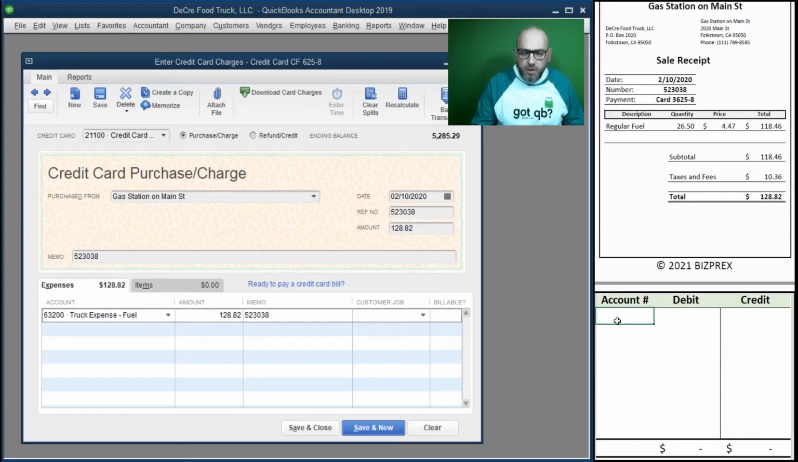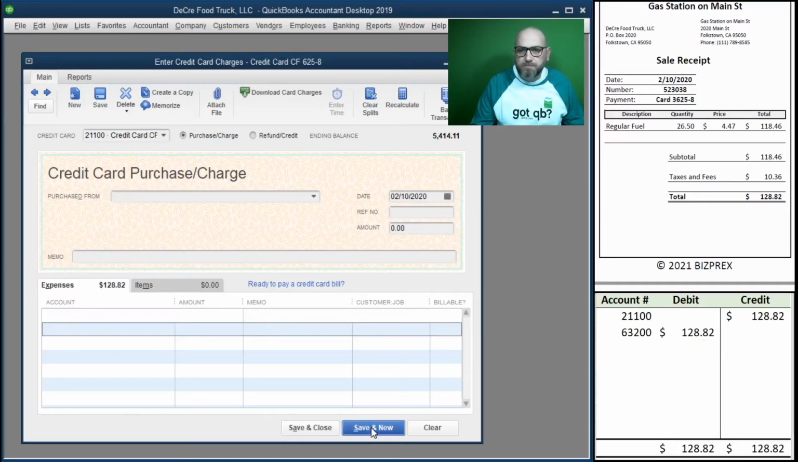So again, we're buying it using our credit card, so we're not actually spending our own money. We're increasing our debt. So our credit card account is credited, it goes up, and then our expense account 63,200, our fuel expense, is debited, and that also goes up, right? Our debt goes up and our expense goes up because we finance that expense using debt. So again, let's save and new because the next transaction will also be a credit card transaction, so we'll book it.